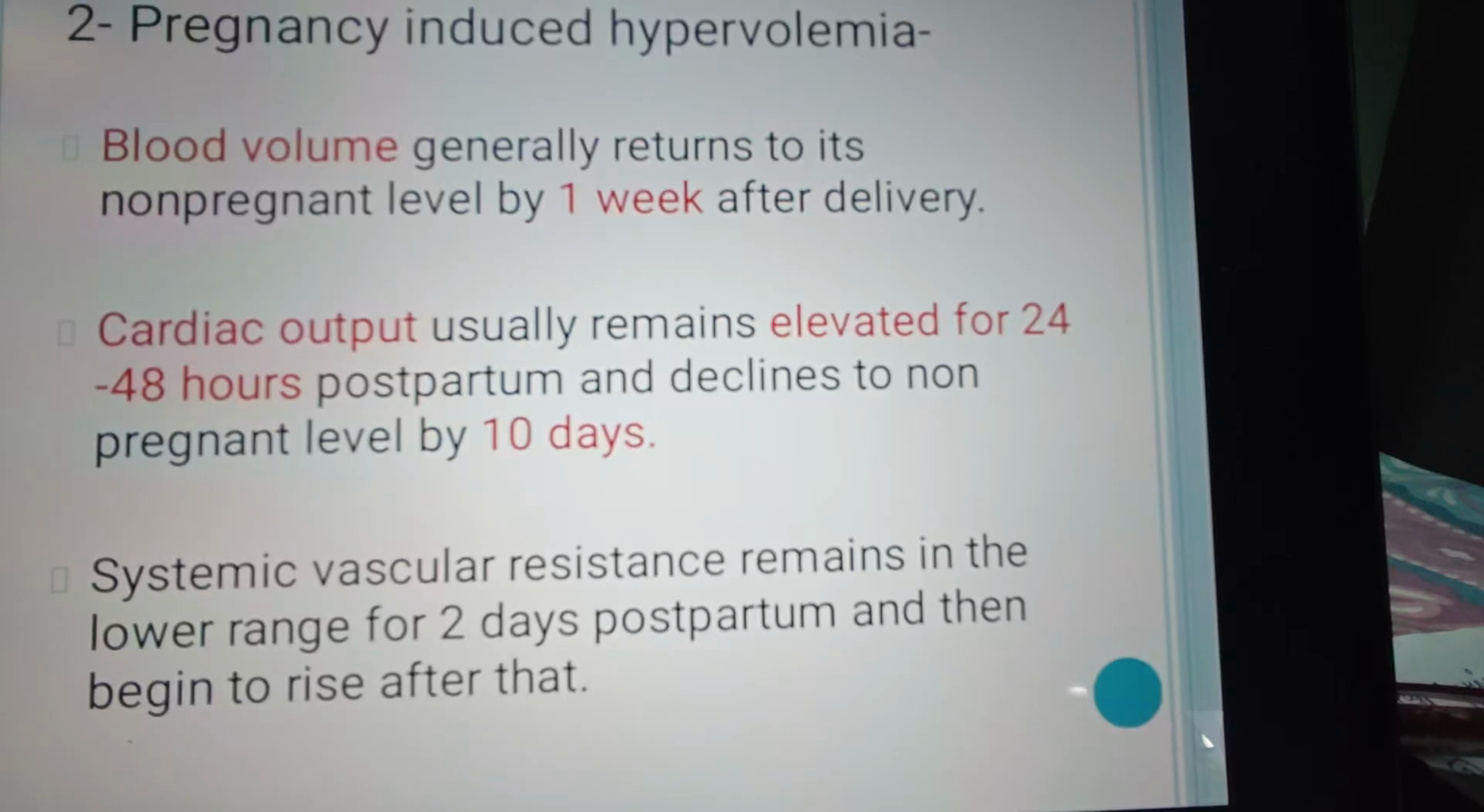Cardiac output usually remains elevated for the first 24 to 48 hours postpartum and declines to the non-pregnant level by 1 week or 10 days. Systemic vascular resistance, meaning the vasoconstriction or vasodilatation, remains in the lower range for 2 days postpartum and then begins to rise after that. Because the cardiac output is elevated, the patient is prone to congestive heart failure in the puerperal period.